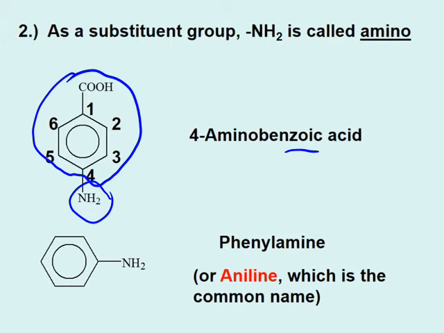Next one, this group is called phenyl group, which is a benzene ring, but when it's a substituent group, it's called phenylamine. The common name is aniline. I'd like each of you to know this because it's a very common compound.